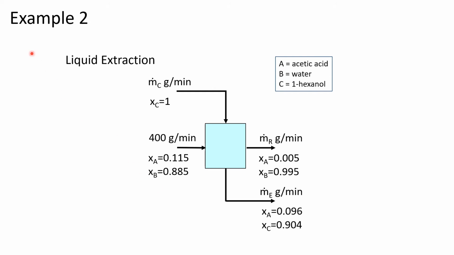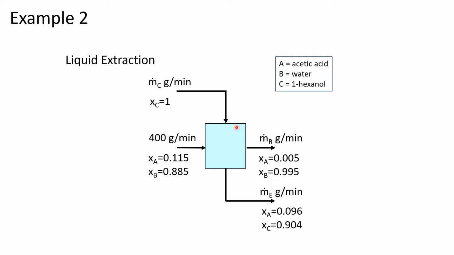Let's look at a second example. This is a problem involving 2 inputs and 2 outputs, and it's being applied to a process called liquid extraction. In this particular case, one of the feeds, the 400 gram per minute feed here to the left, is a mixture of A, which is acetic acid, and B, which is water. And we'd like to pull out the acetic acid from the water and to concentrate it.